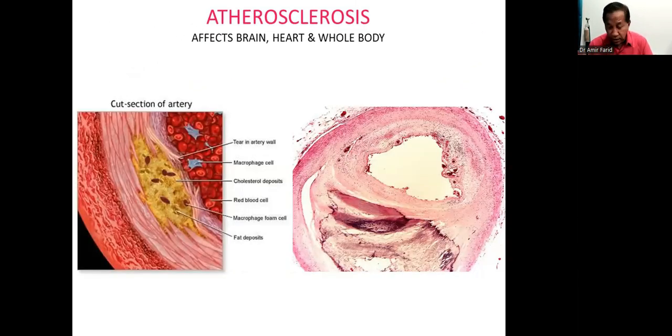Okay, don't forget, while we are discussing the coronary arteries, the same process happens in the brain and in the other organs also. Right? This is another view of a cross-section of the atheroma, or the plaque that has ruptured. Okay, you can see there's a tear in the artery wall. The artery wall is the endothelium.